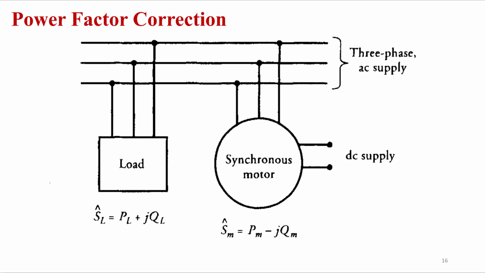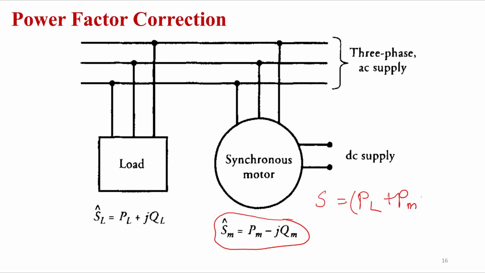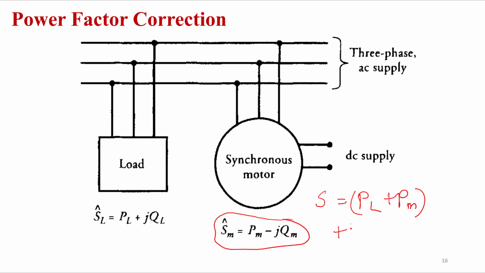So this synchronous motor, we can see here, if this is under overexcitation, it is providing PM minus j of QM, right? Now the net power will be PL plus PM plus j of QL minus QM. So what you are seeing here, this is the load, and this is a three-phase bus where the load is connected.